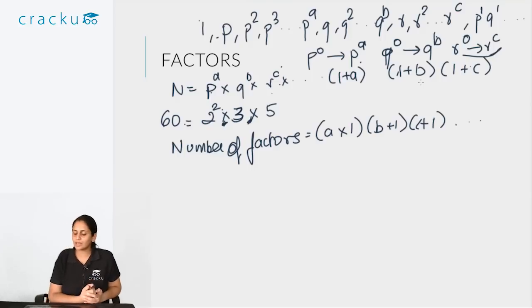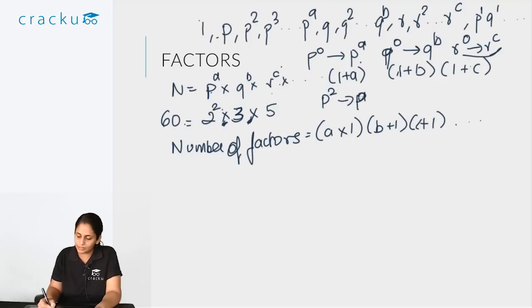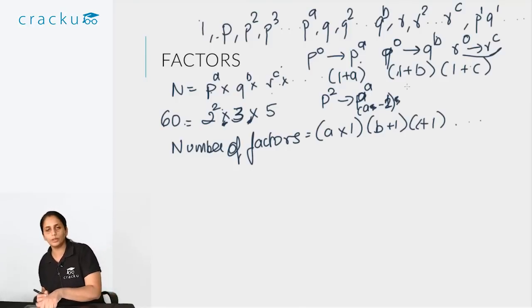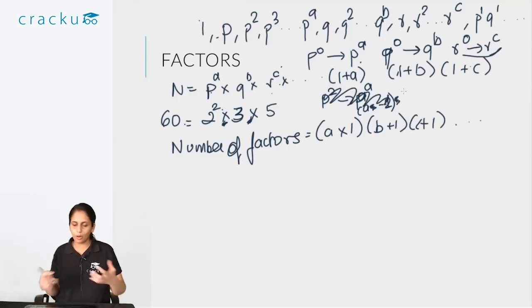Now if you are asked how many factors would be there which have at least p square in it, in that case this range does not go from 0 to a. This range then goes from p raised to 2 to p raised to a. So the total number of factors would be, this is a, so this is a minus 2, plus 1, so a minus 1 factors will be there. So in this case, you take (a minus 1) into (1 plus b) into (1 plus c). So this is how you should remember how the number of factors have come.